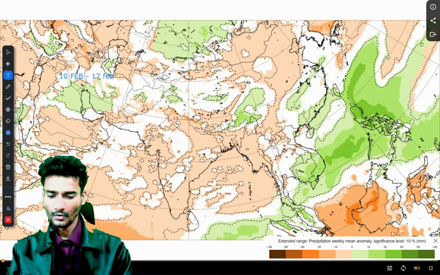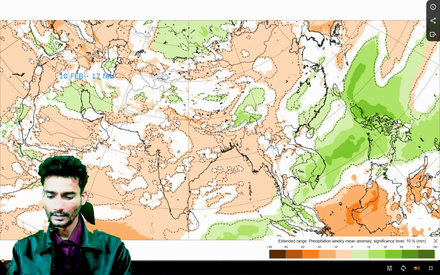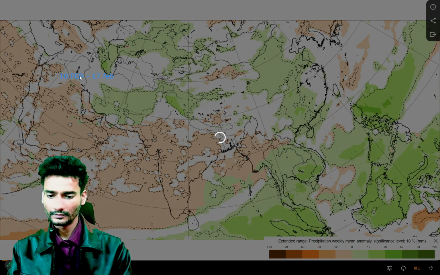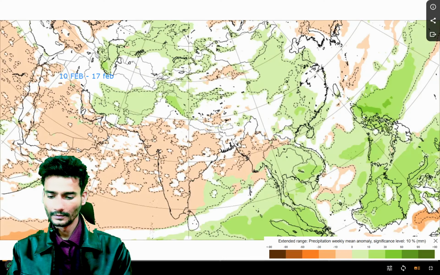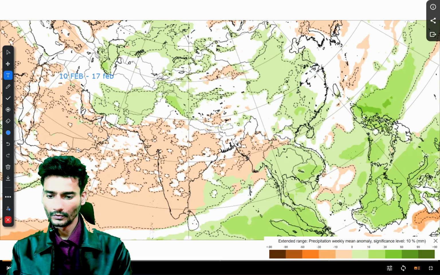Now, what about next week? So this is from 17th to 24th of February. Let's clear out the drawing. I think you can see my cursor. Yeah, this is the 17th. Let me highlight it so you can see better. So this is 17 February to 24th of February.